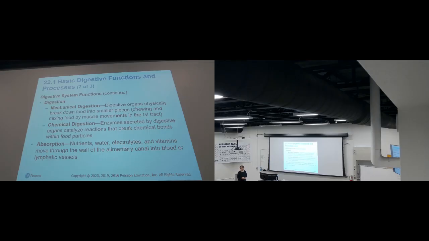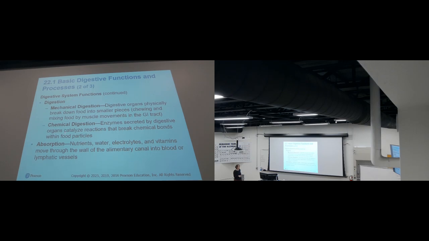Chemical digestion involves enzymes that break down the chemical bonds between the nutrients like proteins, carbohydrates, lipids. The purpose of both is to absorb nutrients so that we can assimilate these nutrients, we can repair our cells, we can grow, we can store energy, and use that energy for later when we are not eating.